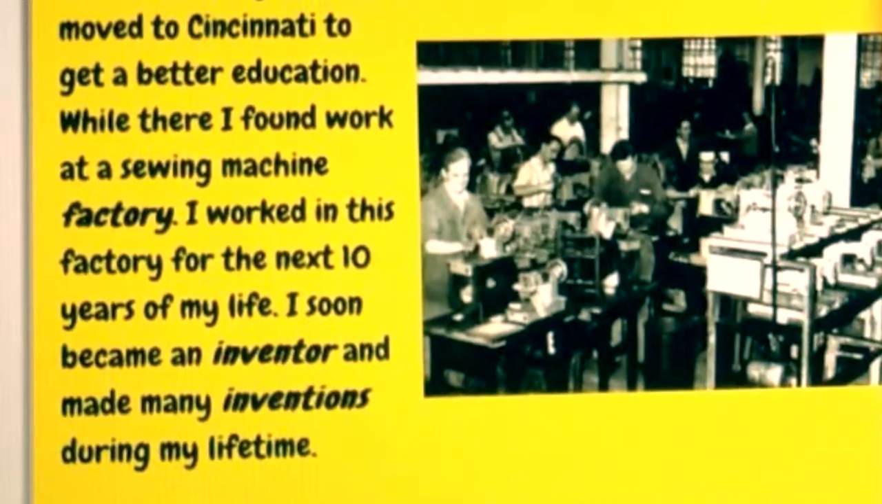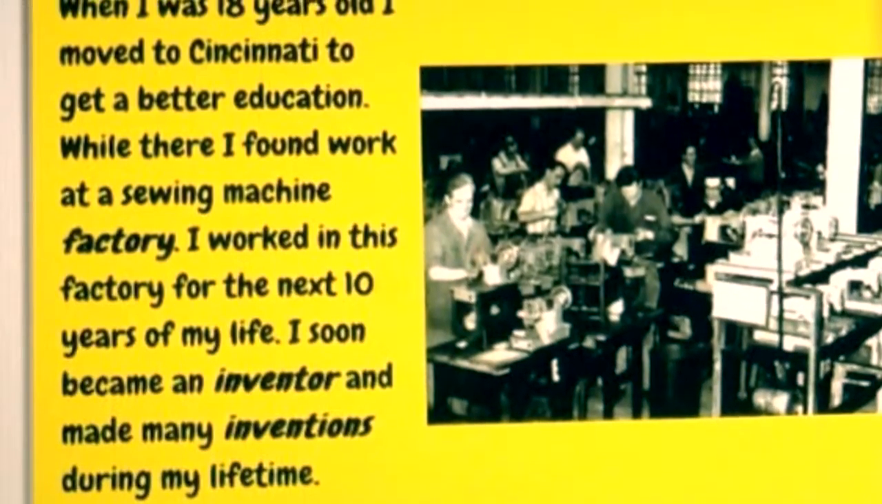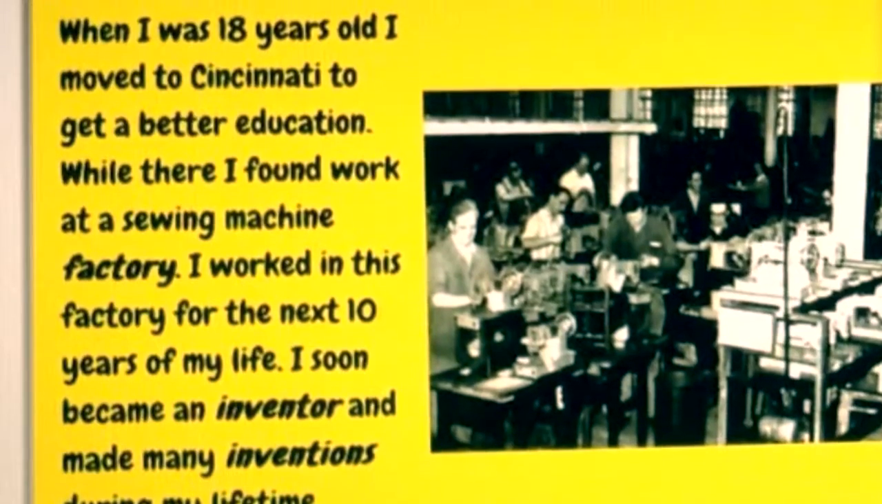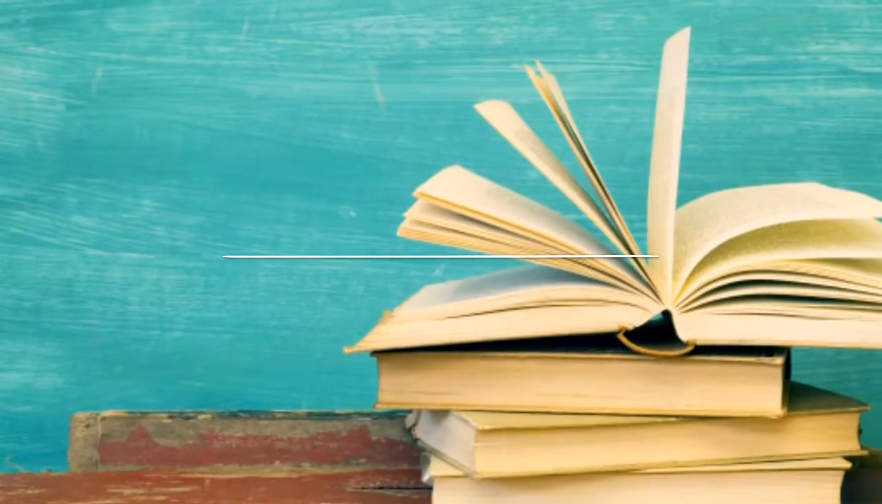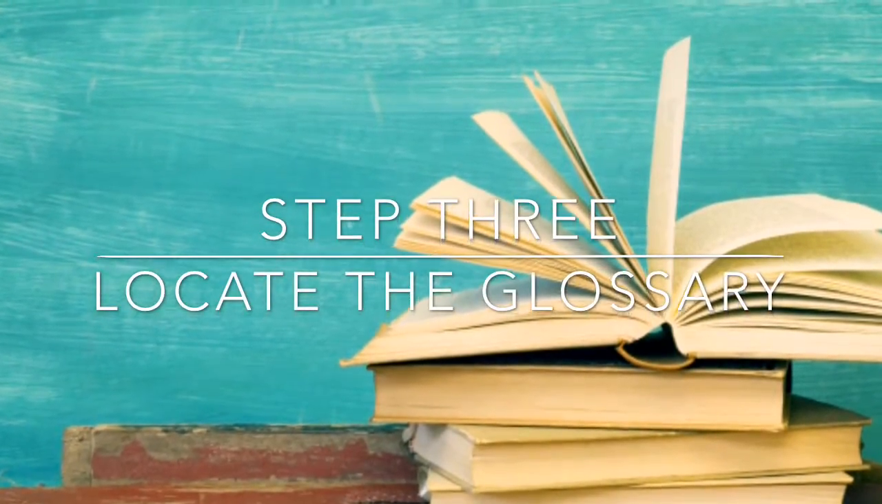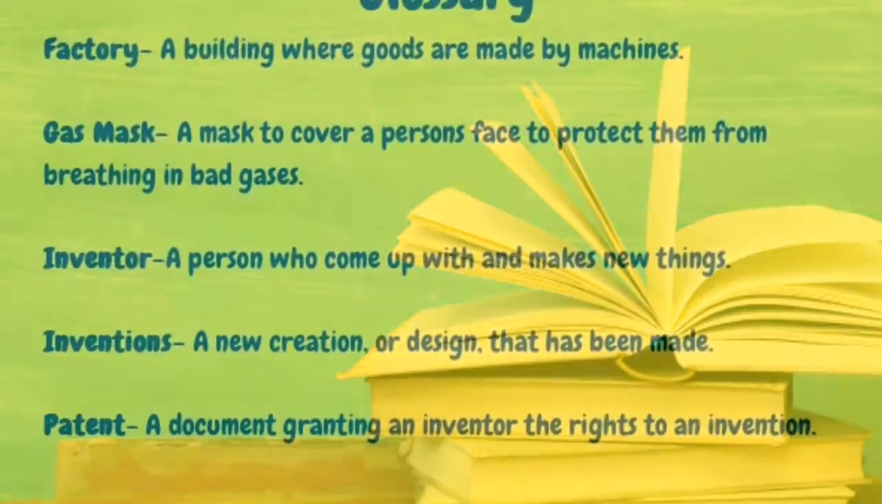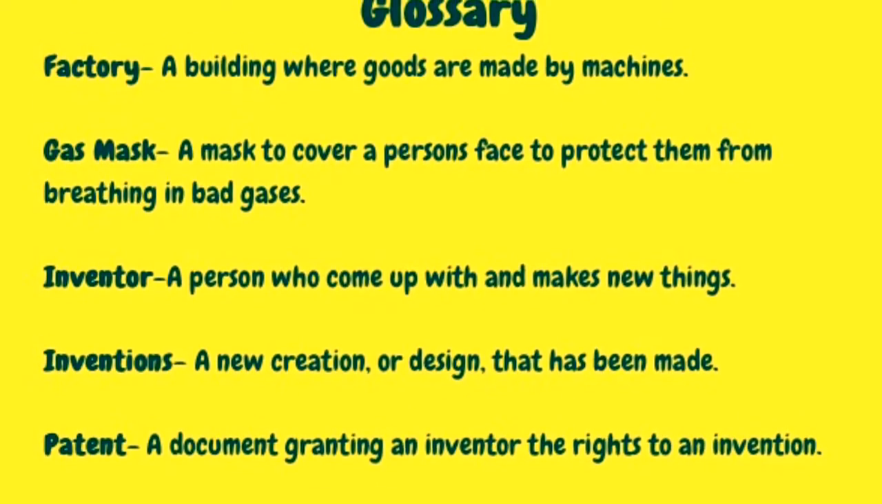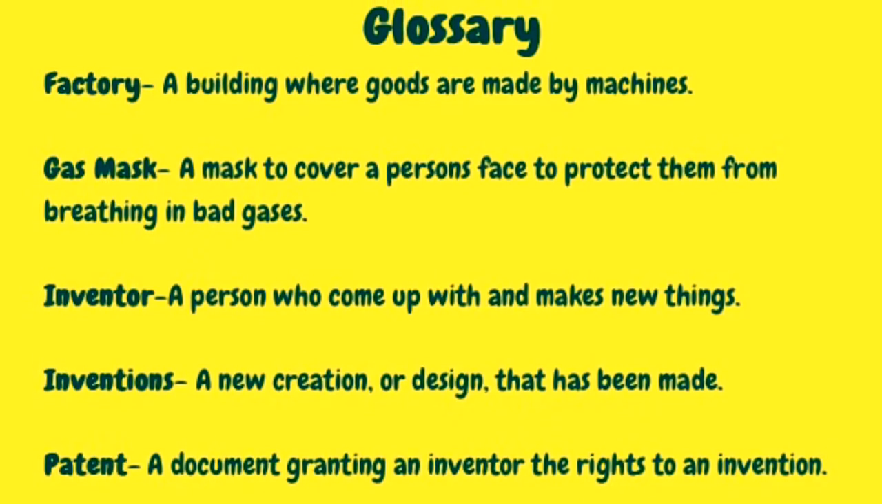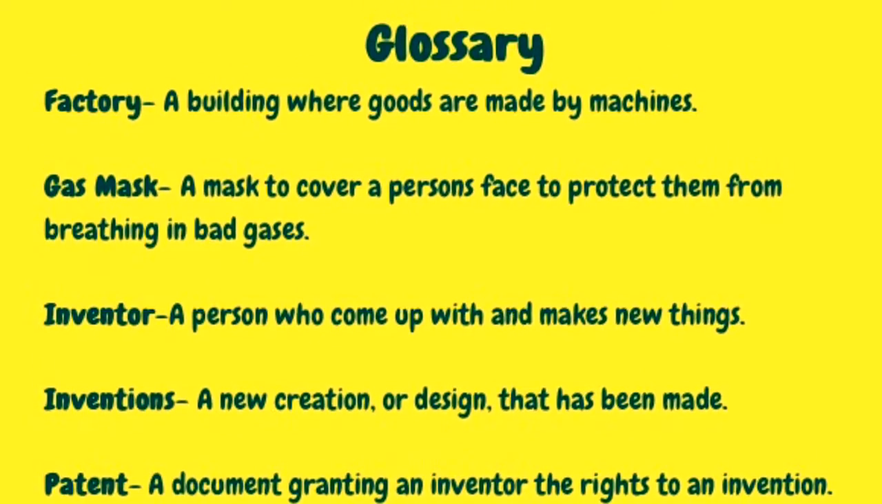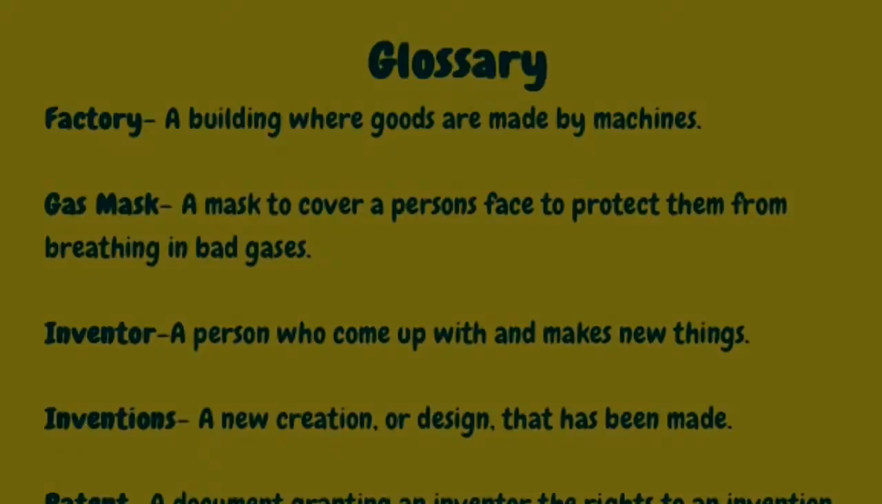On this page, we came across the bolded word factory. This will now lead us into step 3. Step 3 is to locate the glossary. The glossary can be located in the back of the book. The bolded words in the glossary will always be in alphabetical order.